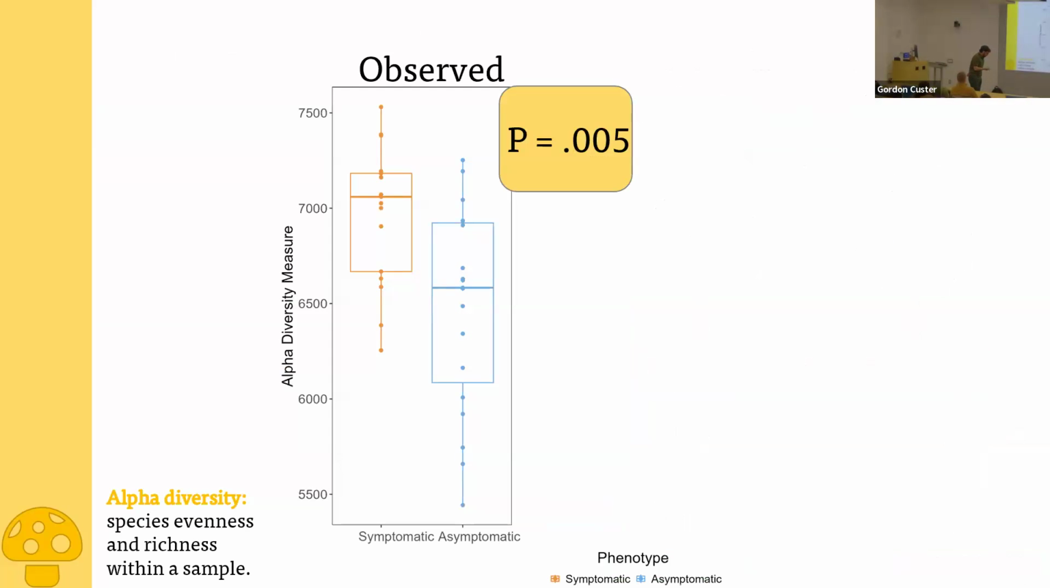Here I'm going to show you our first alpha diversity measure, and it's the observed. For a quick iteration, alpha diversity measures the species evenness and richness within a sample. And when we're looking at observed, it is the difference in species richness between the symptomatic community, here in orange, and my asymptomatic community here in light blue, teal. What we can see is that we do observe significant differences in the species richness. So there are differences in the species that are present between our symptomatic and asymptomatic phenotypes.